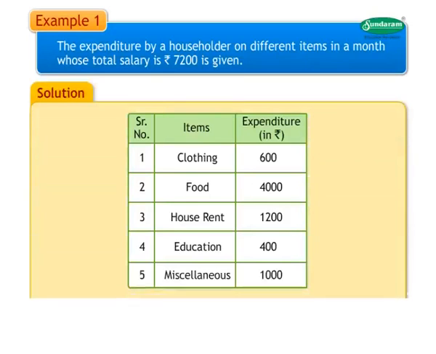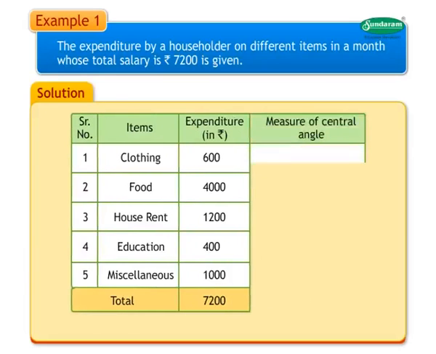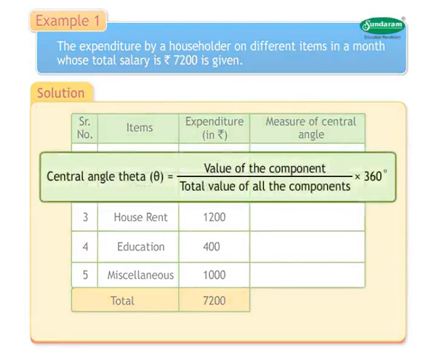Solution. First, we will prepare table containing item, the value of item, measure of central angle due to the item. The total value of all the components is equal to the total salary, which is equal to 7,200. For each item, we will calculate central angle using the formula central angle theta is equal to value of the component upon total value of all the components into 360 degrees. On calculating, we get the measure of central angle as follows.